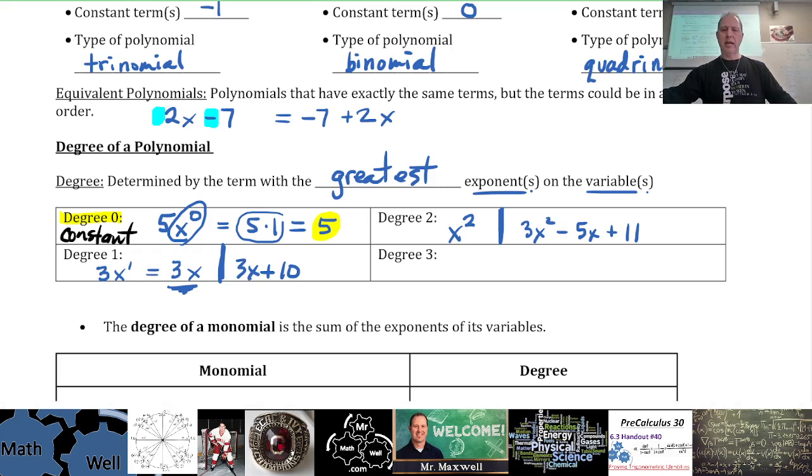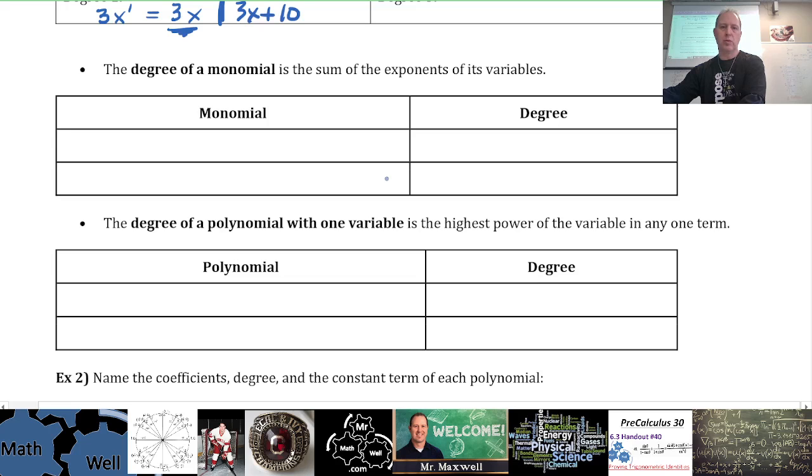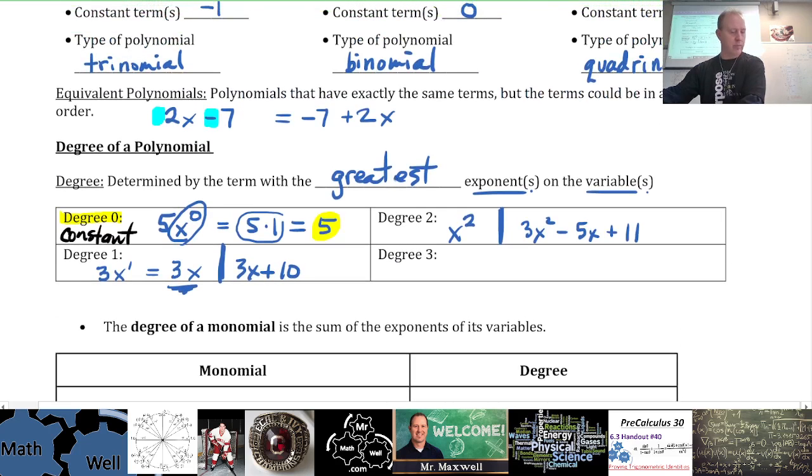I'm going to give you a, let's see, oh yeah, okay. I think I'm going to cover this in just a little bit. Let's see, polynomial. Yeah, I'm going to cover this in a bit.